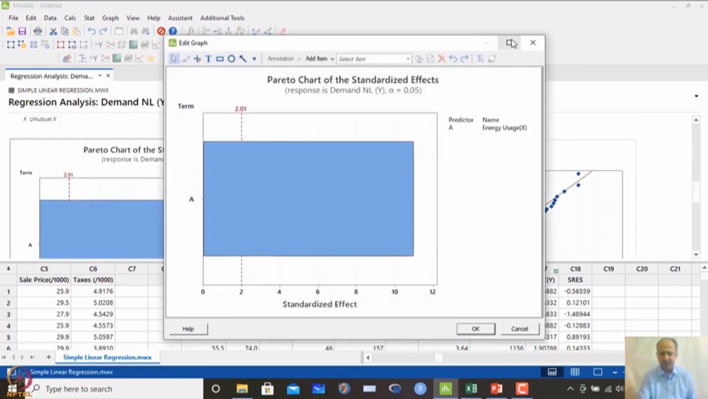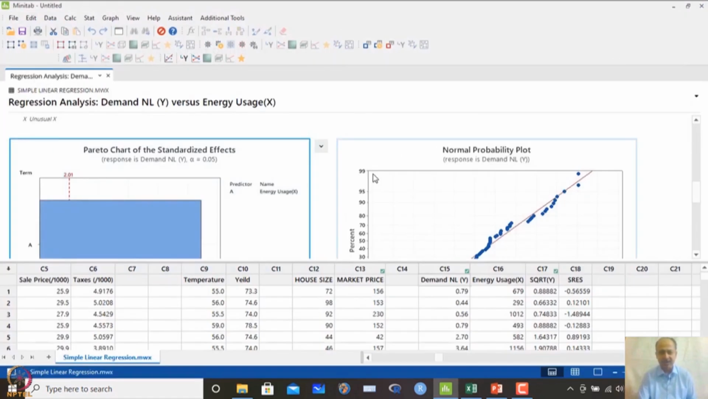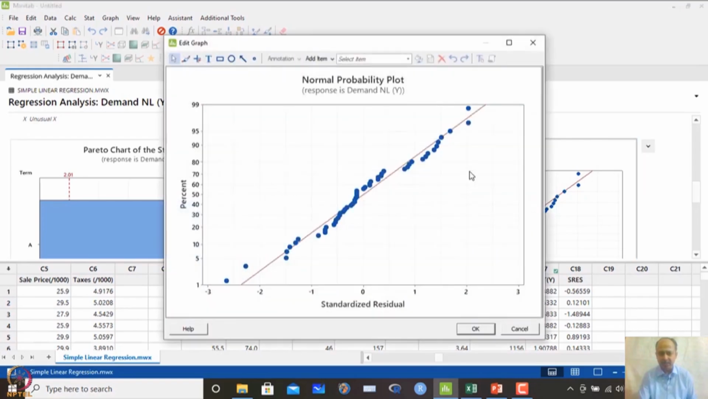Then you will generate this Pareto effects plot, which shows that anything beyond this red line indicates that the variable is significant. That means energy usage is significant here. It depends on the alpha value that we have taken. There is a formula to find this cutoff, and anything beyond the cutoff indicates that the variable is important. This is a standardized effect plot. The normal probability plot that you see indicates that not much deviation is there.